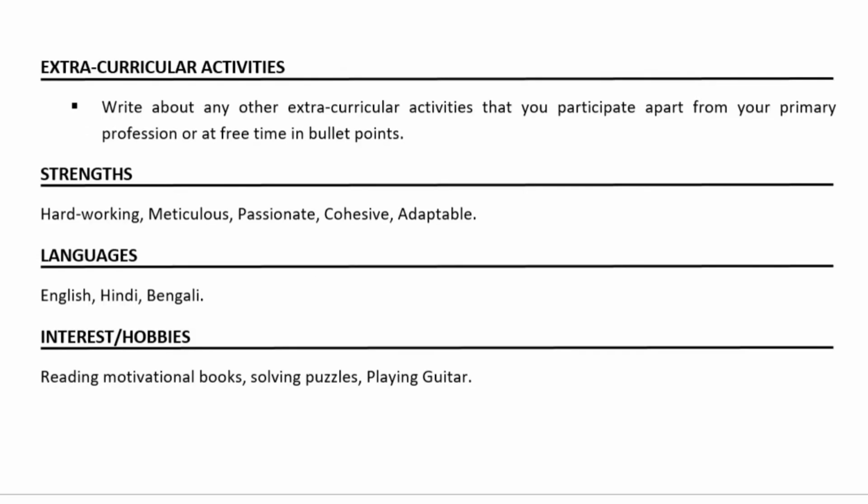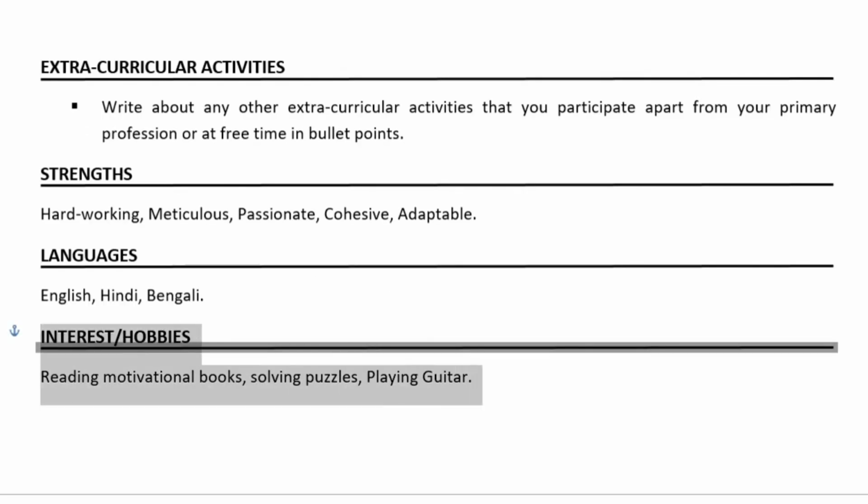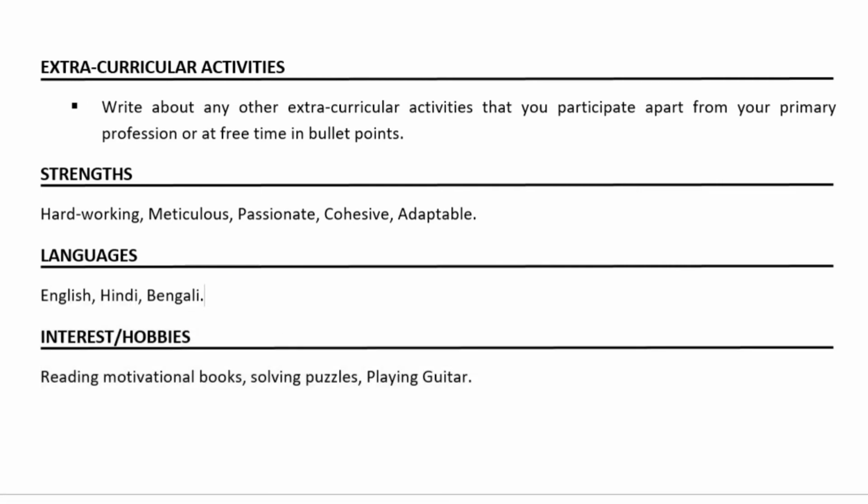So then comes the interest and hobbies, what hobbies or interests you have. Suppose for example that I have given here, like reading motivational books, solving puzzles, playing guitar. You don't bluff about yourself. Whatever you are writing here, it should be genuine to yourself. You don't just bluff and write things to highlight your capabilities. Try to write something which is genuine.